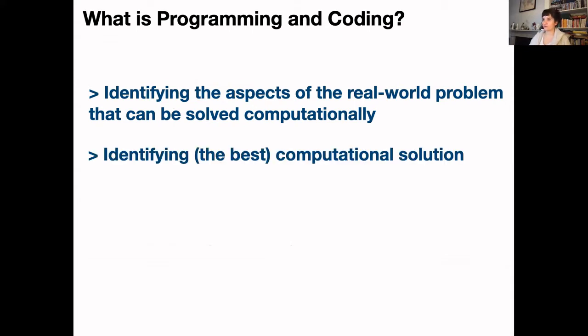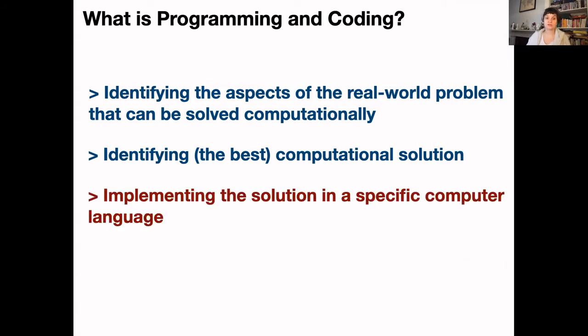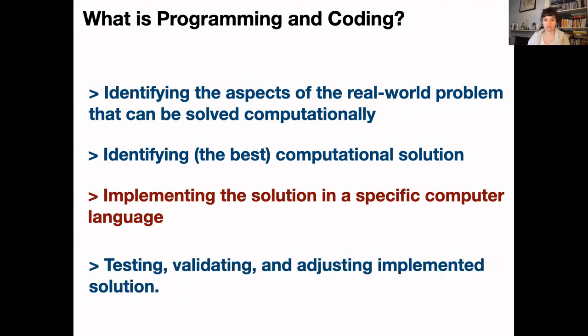Programming is a multiple set of steps where you start by identifying the aspects of a real world problem that can be solved computationally. And then you go ahead and identify a computational solution for this. Then you start implementing the solution in a specific computer programming language, and then you test and validate. The whole process is the programming part. The coding part is really just implementing the solution in a specific computer language. And today's language is Python.